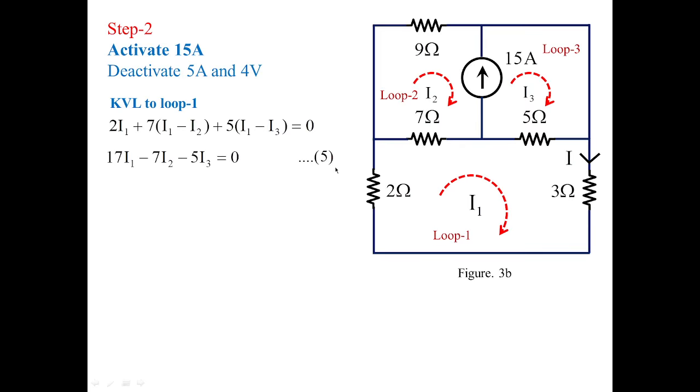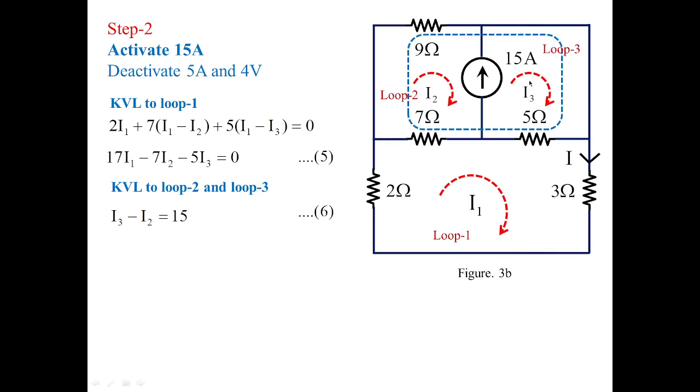This I am taking as equation 5. Applying KVL to loop 2 and loop 3 at the same time, you can see here 15 amperes is the current source shared by loop 2 and loop 3, so it becomes a super mesh. I am taking I3 minus I2 because 15 amperes and the direction of the loop current I3 are one and the same, whereas loop current I2 direction and the given 15 amperes are in opposite. So I am taking I3 minus I2 is equal to 15. I am treating this as equation 6.